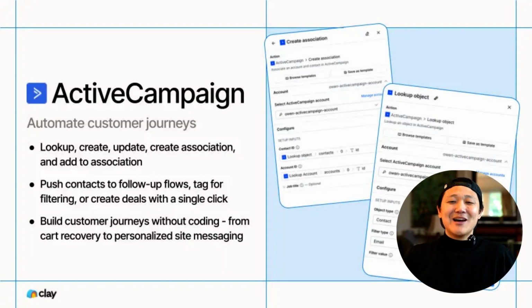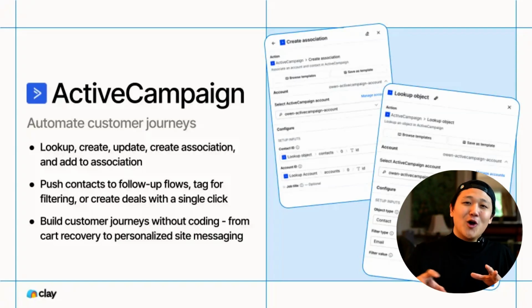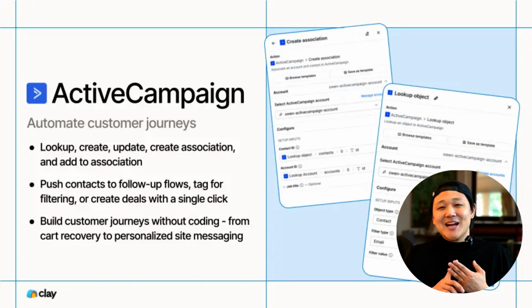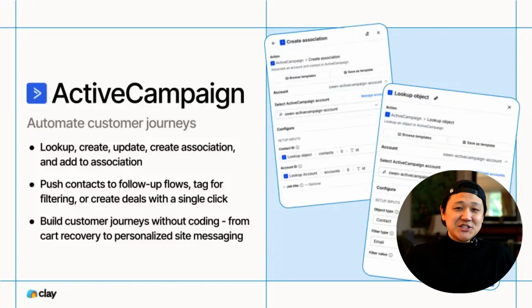Next up, we've added ActiveCampaign. You can now turn your user journey ambitions into impact by orchestrating ActiveCampaign's AI agents all through Clay. There's five key actions here. You can look up, create, and update objects. You can also create associations between contacts and accounts and add to automation. You can push contacts to email sequences, tag them for filtering, create deals, or even set up abandoned cart follow-ups.